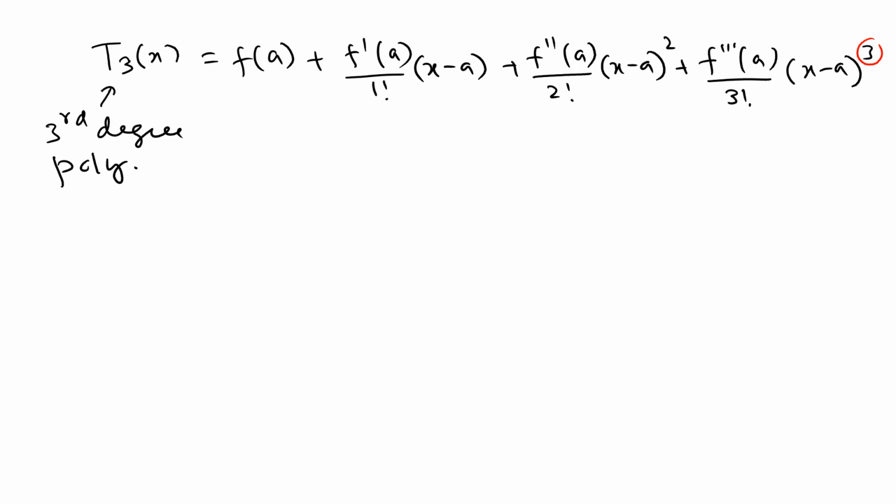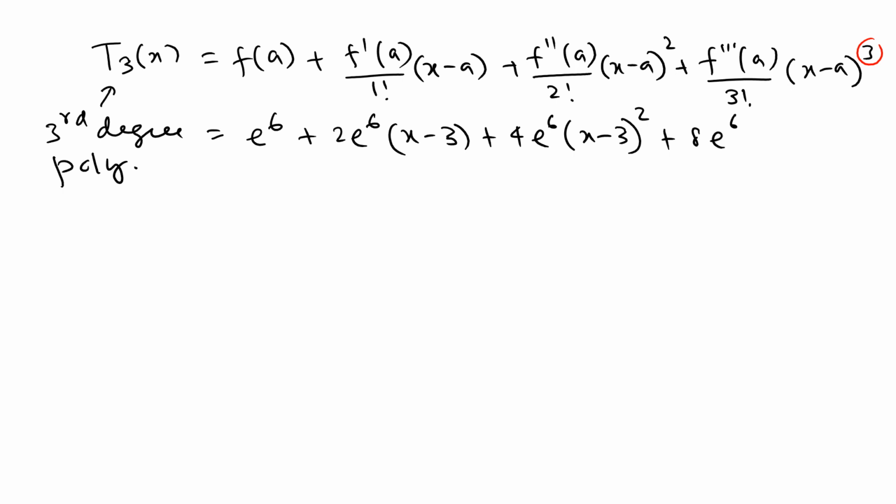So we normally use T3. Let's plug in, with a equal 3. You're going to get e to the 6. The second term is 2e^6 (x minus 3), and then 4e^6 (x minus 3) squared, and then 8e^6 (x minus 3) cubed. So that's what you get. Those are the four terms.